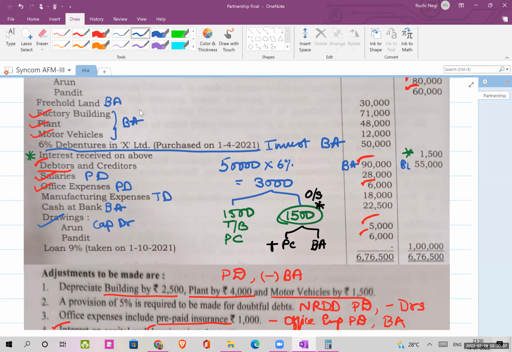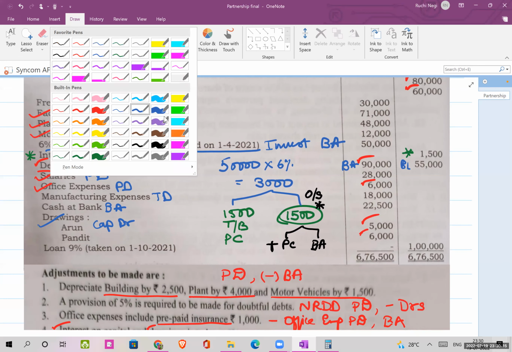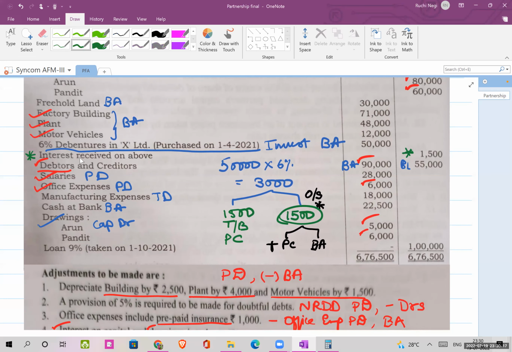Loan 9% taken on 1st 10/2021. ठीक है. So let's see इसका hidden adjustment. ठीक है. कभी लिया? 1st October. So October to 31st March तक जाओ. October, November, December, Jan, Feb, March. तो 6 months होगा. Correct? So 1 lakh लोन लिया है आपने, उसका 9% 6 महीने के लिए, तो 6 divided by 12.